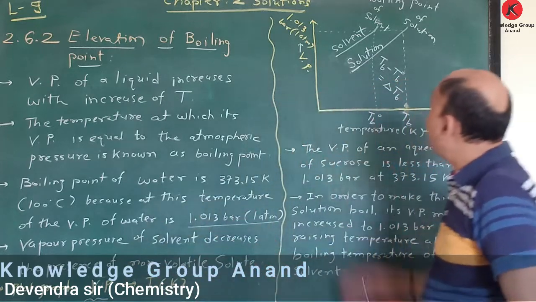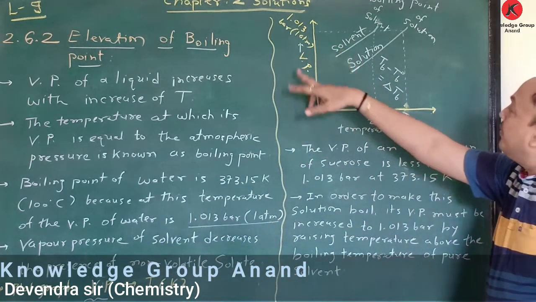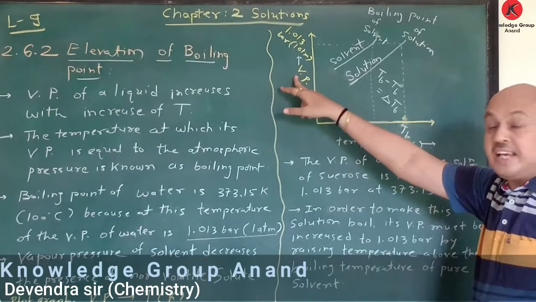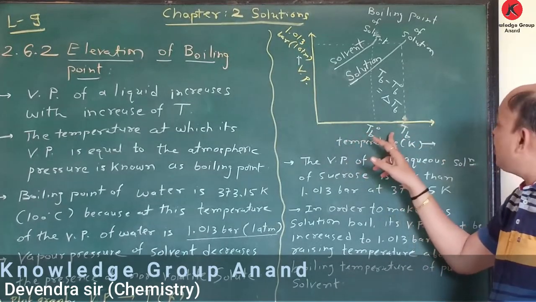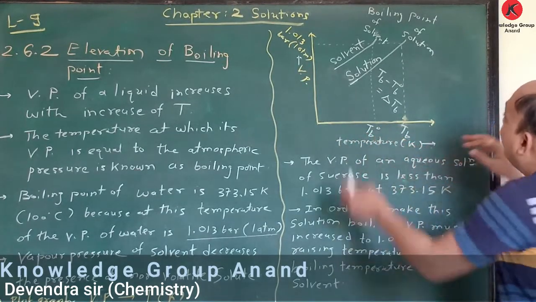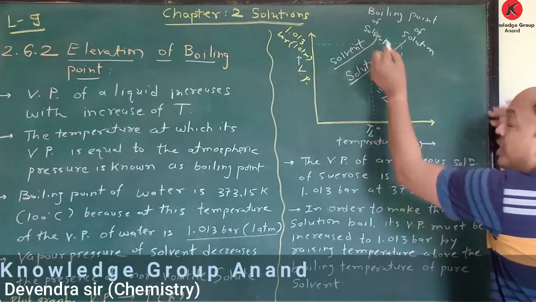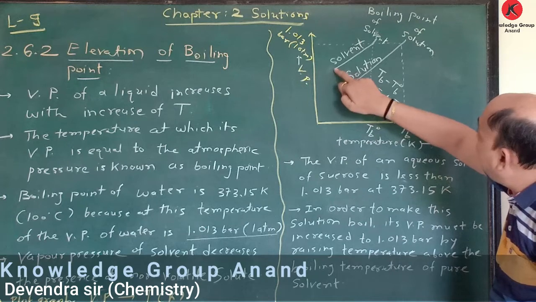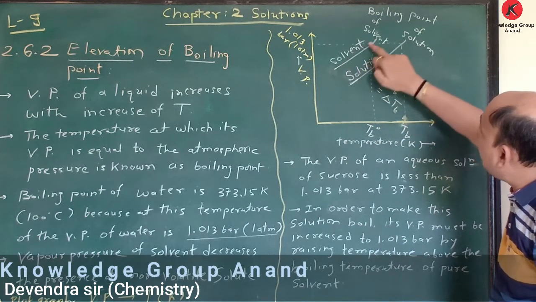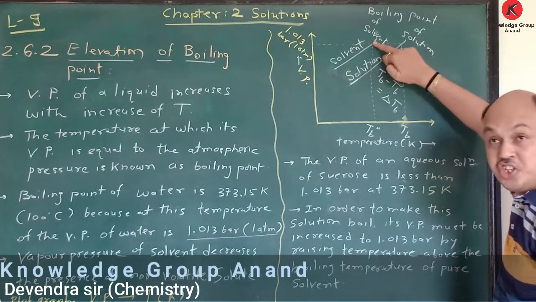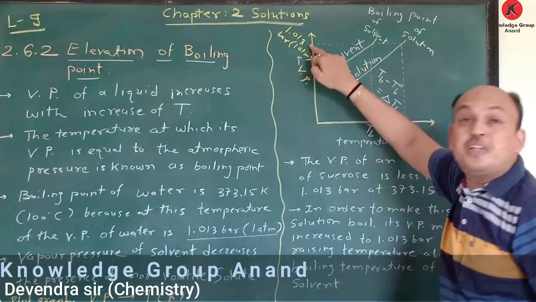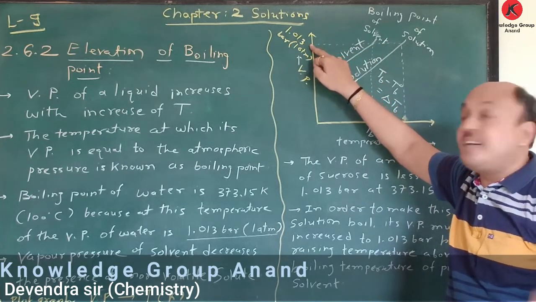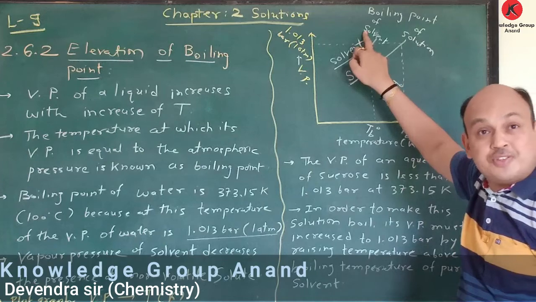Remember this. Here I plot one graph with vapor pressure on the y-axis and temperature on the x-axis. Here this is the solvent in pure form. As the temperature increases, the vapor pressure at a particular temperature becomes equal to 1.013 bar. That is considered as the boiling point of the solvent.